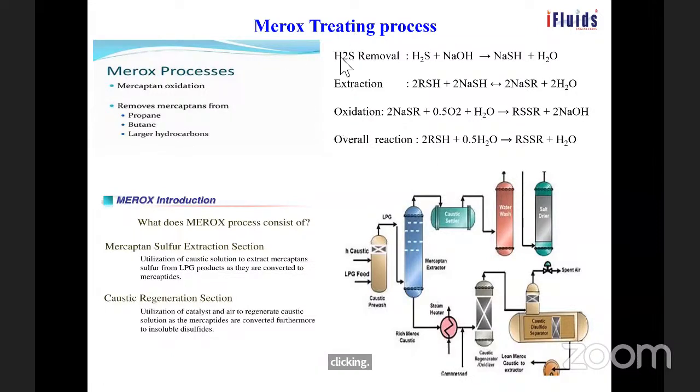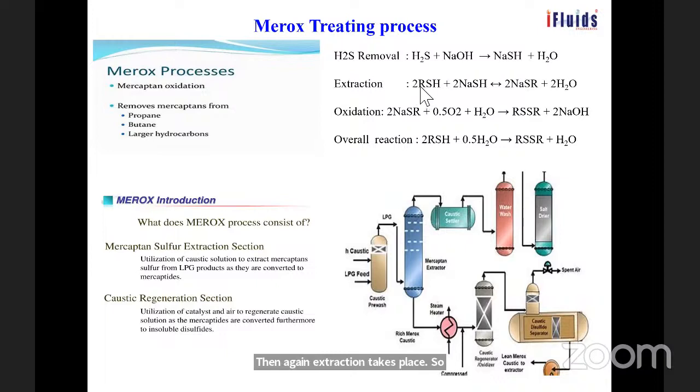So here the reaction takes place in different stages. First, it is allowed to pass through the caustic tower. Here H2S is removed. The H2S mixes with sodium hydroxide, so you get water plus sodium sulfate. Then again extraction takes place.